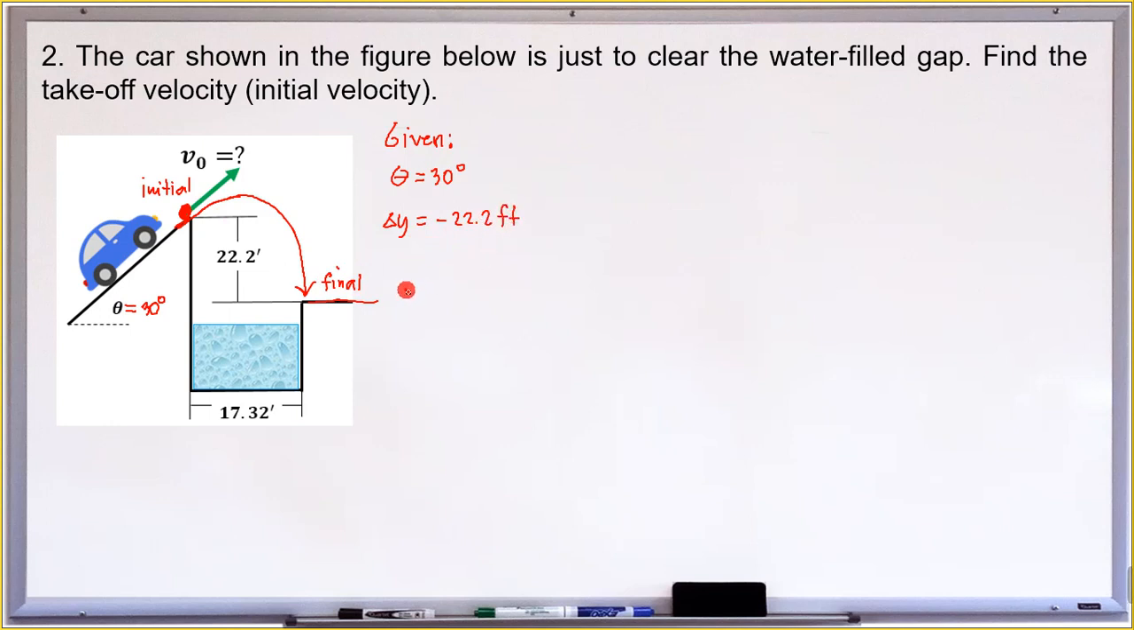What else? We also have a displacement along x, or along the horizontal, this one right here. So we have delta x, and since our delta x is towards the right with respect to the initial position, we treat that one as positive, 17.32 feet. Okay, I think that is the given, and then the required is the initial velocity v naught.